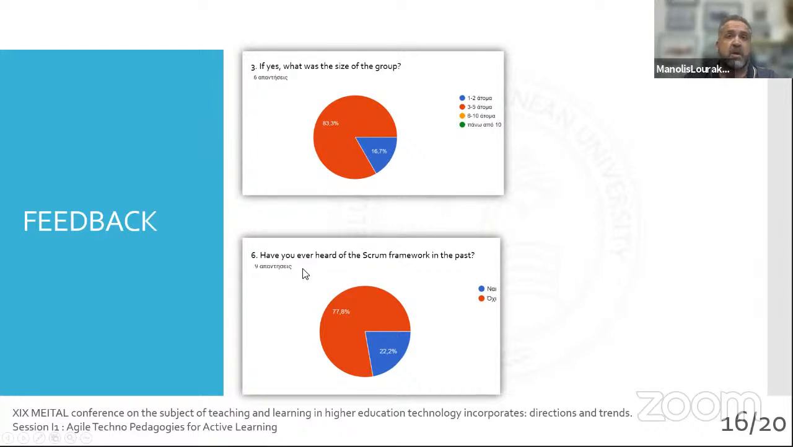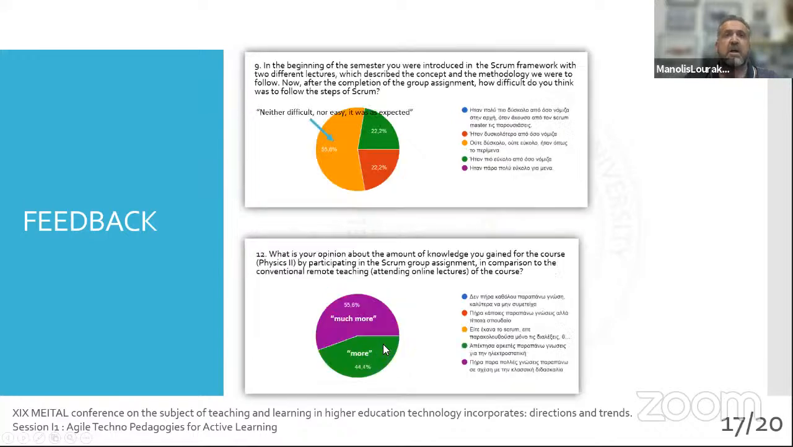The funny thing is that some people had heard of Scrum before, but the majority hadn't. That's why we provided them with 2 lectures at the beginning of the process, in order to understand what they have to do and to make their final decision if they are going to take part in this venture.